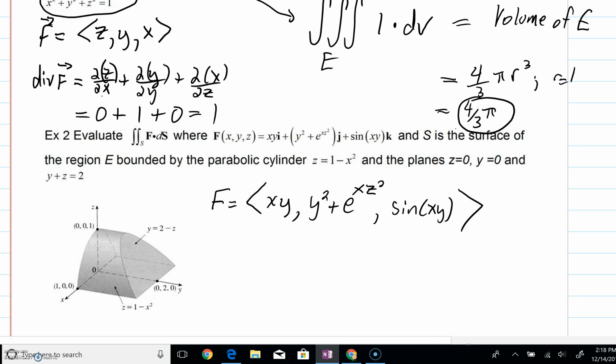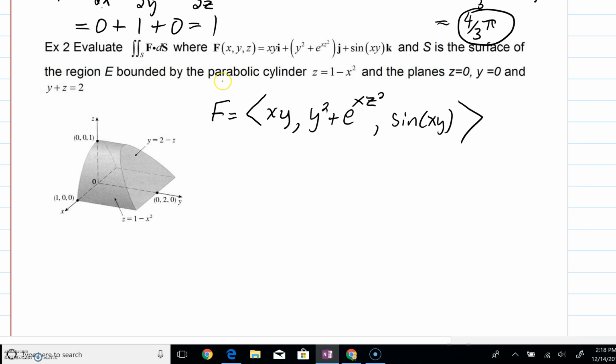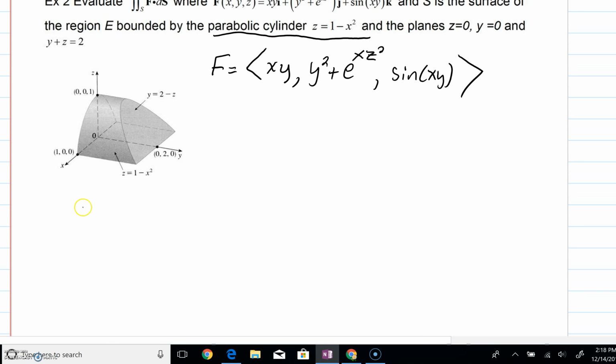Flux was really the rate of flow over a surface. And the surface this time is a little bit more complicated. S is the surface of region E, and it's bounded by a parabolic cylinder, z equals 1 minus x squared. And if we looked at z equals 1 minus x squared, imagine that we just went ahead and we graphed on the xz plane 1 minus x squared.